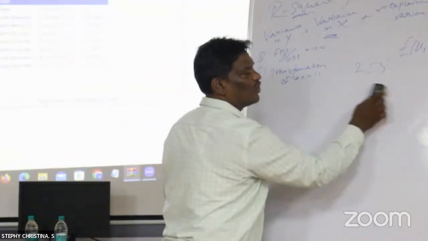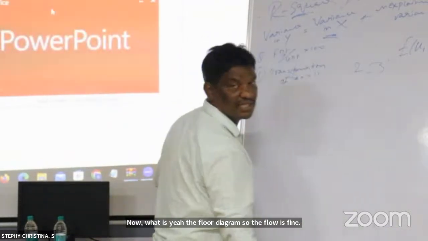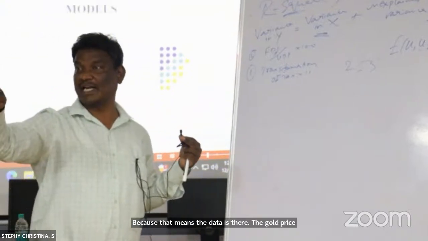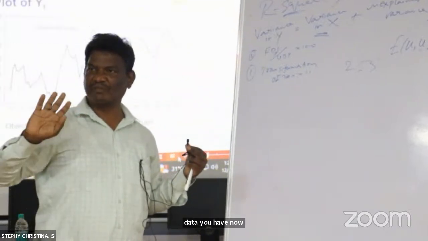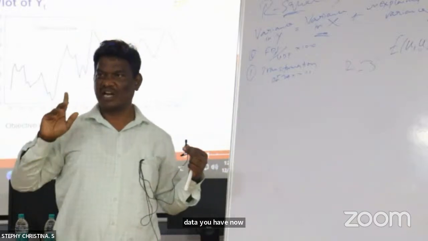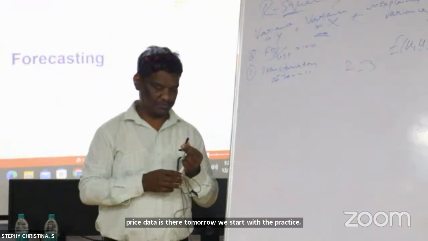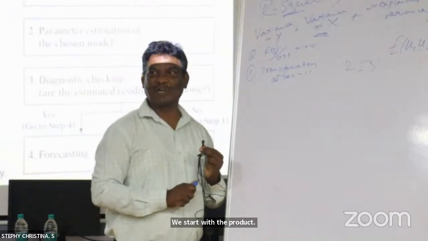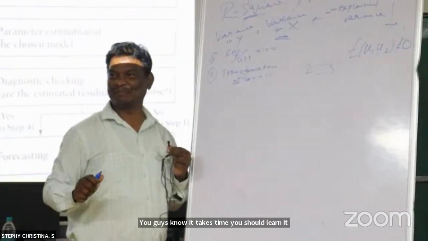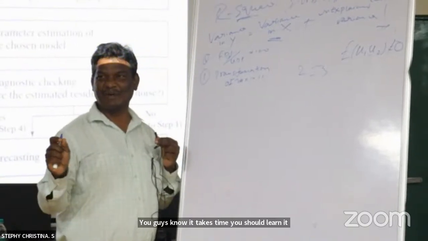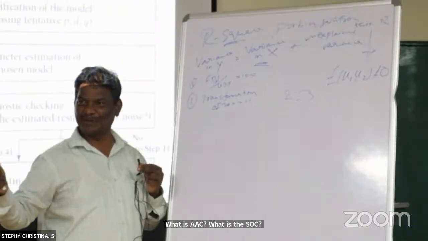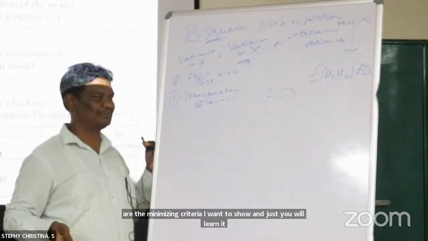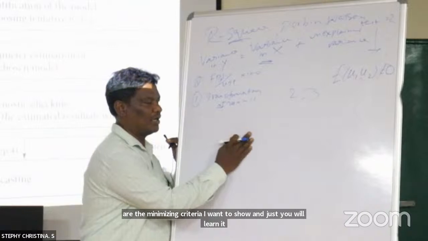Tomorrow we'll go with the practical, because the data is there. The gold price data you have, no? Madam, gold price data is there. Tomorrow we start with the practical, because it takes time. You should learn what is AIC and what is SIC, the error minimizing criteria. I want to show it, and you will learn it. It will be a very interesting class. I'll do it tomorrow morning.